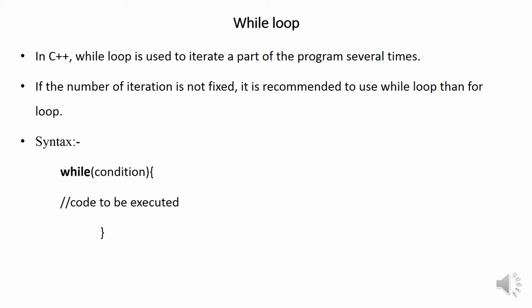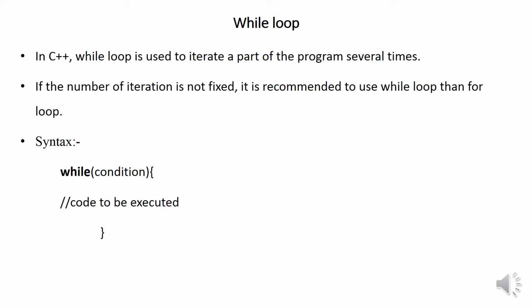Second loop is while loop. In C++, while loop is used to iterate a part of the program several times, if the number of iterations is not fixed. I already discussed in the last slide the difference between for loop and while loop or do while loop. If the number of iterations is fixed, you have to use for loop. If the number of iterations is not known, you have to use while loop. So it is recommended to use while loop rather than for loop.